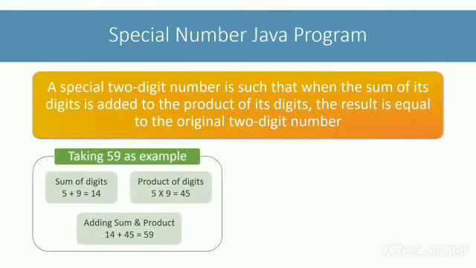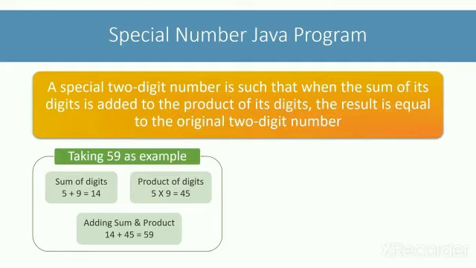Taking 59 as example, the sum of its digits is 14 and the product of its digits is 45. When we add the sum and product of its digits, the result is 59, which is equal to the original number. So 59 is a special number. We need to write a program which will take a two-digit number as input and tell us if it is a special number or not.